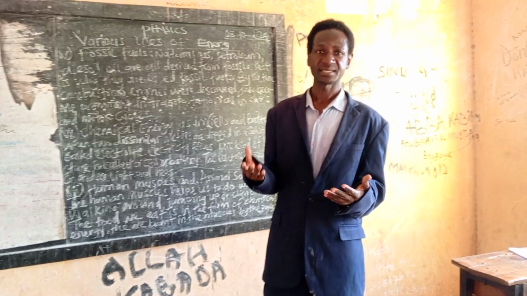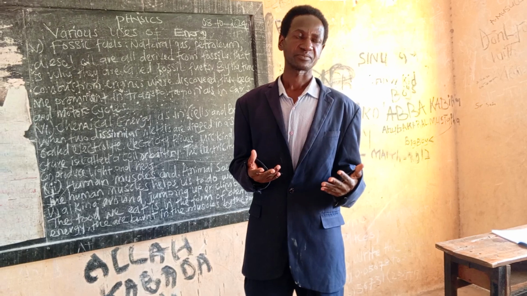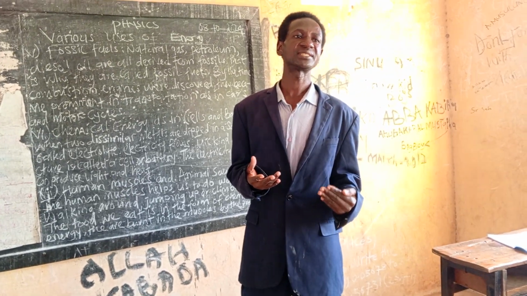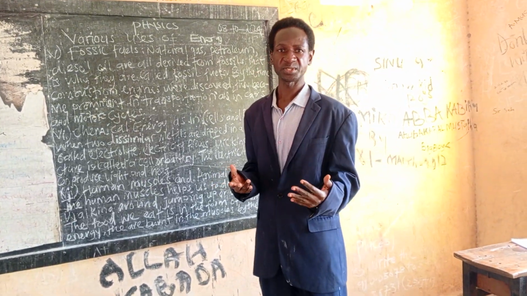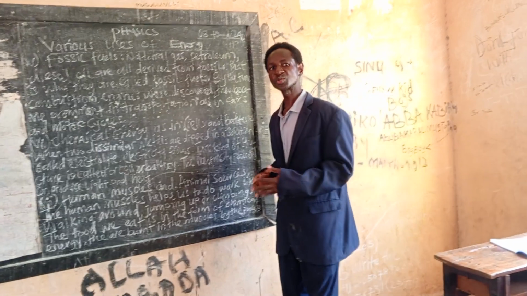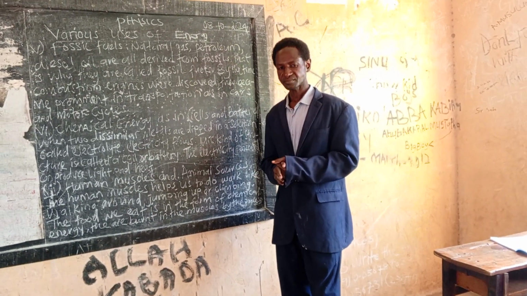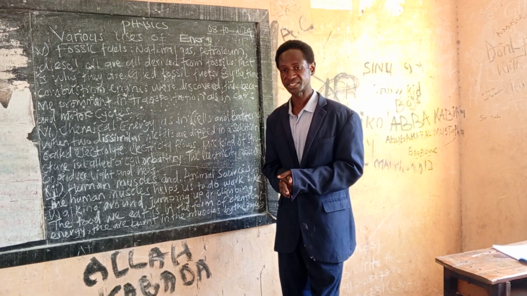So animals like camels, donkeys, and horses also do a lot of work for us. They help us in hauling goods and so on and so forth. So these are some of the various uses of energy we have.